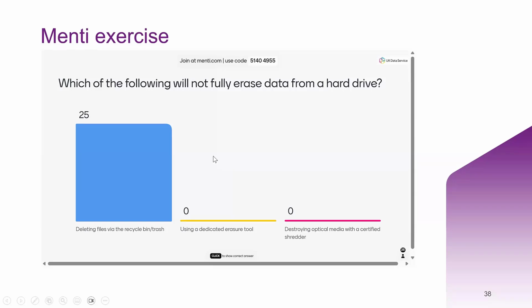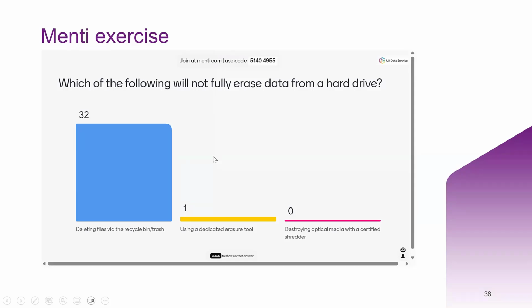This is the one. Deleting files via the recycle bin trash function will not fully erase the data, and we should never rely on that. If you have any questions, again, your institution will be able to advise you on their specific tools that they're using, but also please do get in touch with us as well. We might be able to help in terms of finding a dedicated software to ensure that the data is properly deleted.